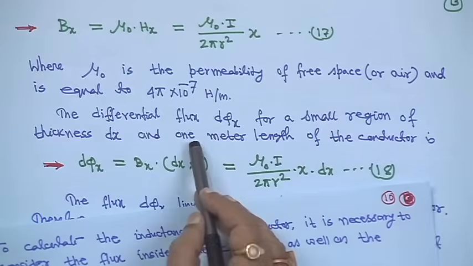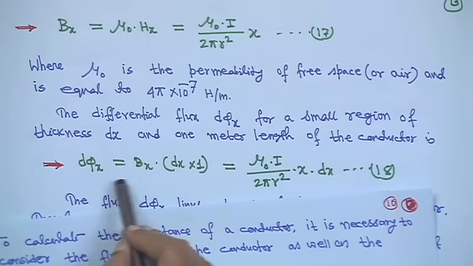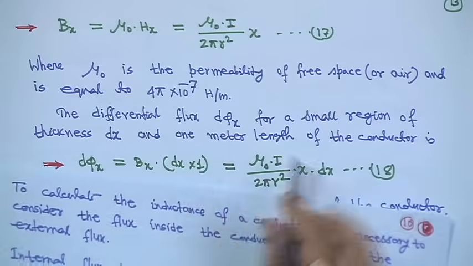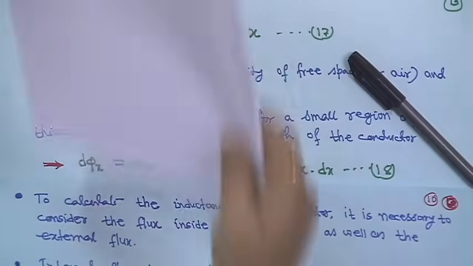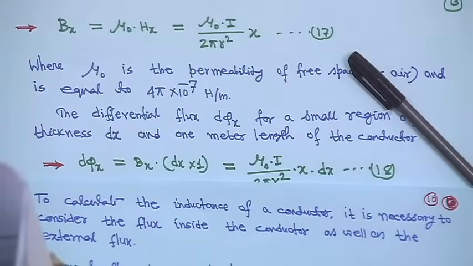So, the small differential flux d phi x is equal to Bx into dx into 1. I hope you will be able to see it: suppose this is your conductor, this length is 1 meter, and this thickness is dx. If you fold it, then this thickness is dx and this length is 1 meter. So, the area will be dx into 1 square meter. I think you have got it.